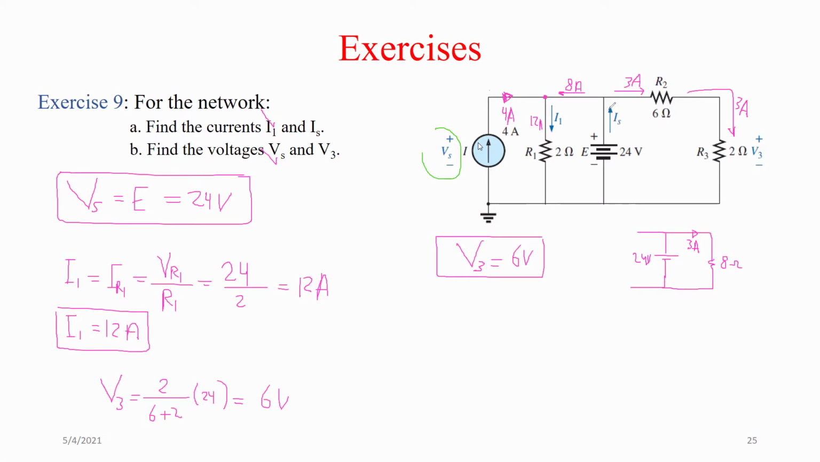Now this IS will be the current coming to this point. There's 8 going here and 3 going here, so IS should be 11. IS should be 11 ampere. 11 coming, 3 going this way, 8 going this way. At this point, 4 coming, 8 coming, 12 leaving. This satisfies Kirchhoff's current law. Any questions?